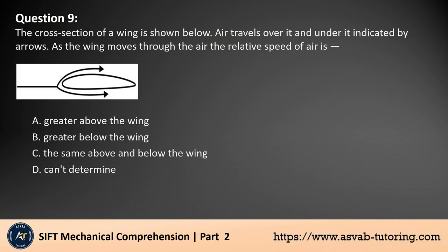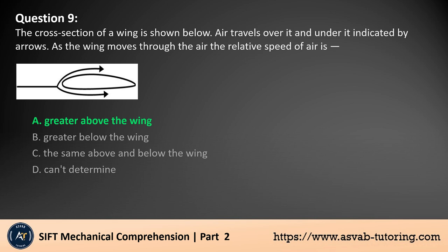Question 9. The cross-section of a wing is shown below. Air travels over it and under it indicated by arrows. As the wing moves through the air, the relative speed of air is A. Greater above the wing. B. Greater below the wing. C. The same above and below the wing. D. Can't determine. The answer is A.